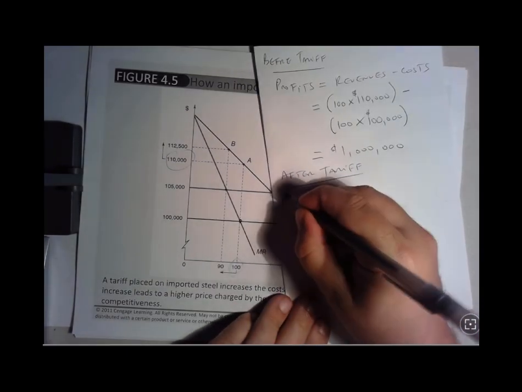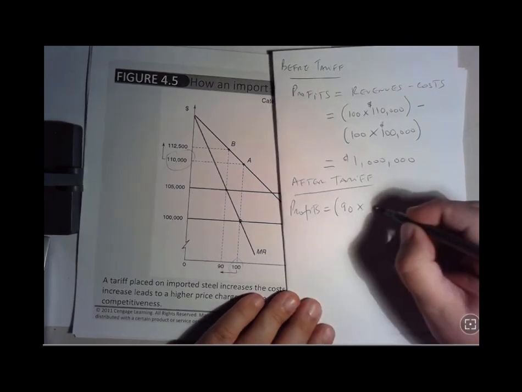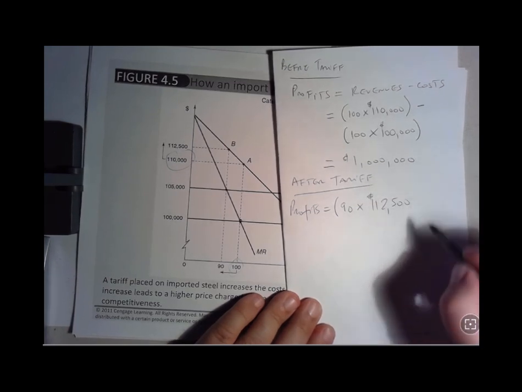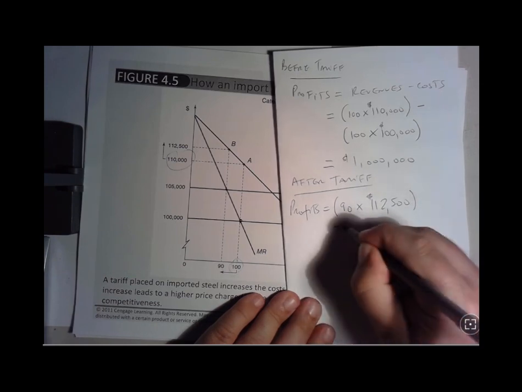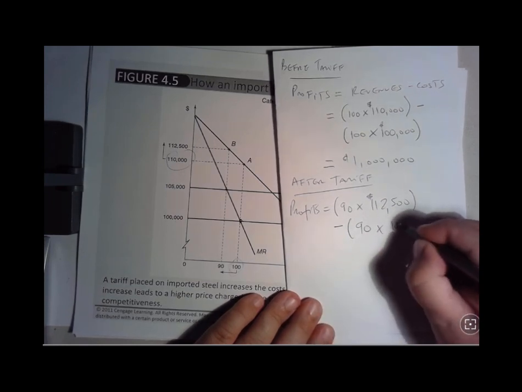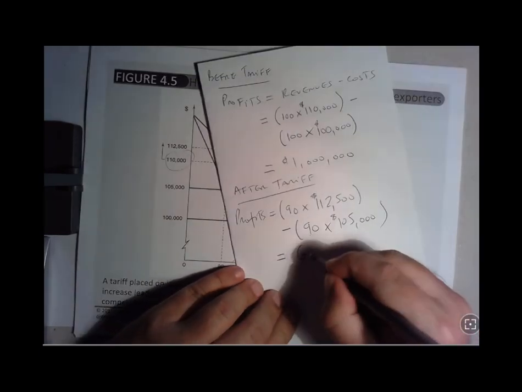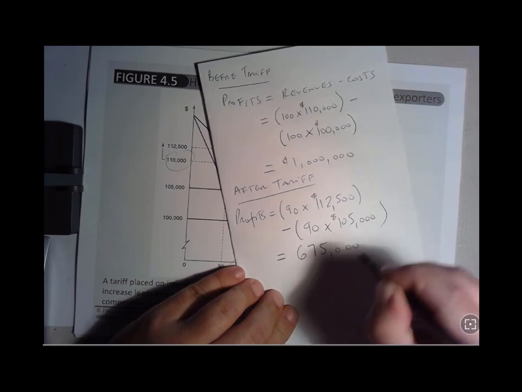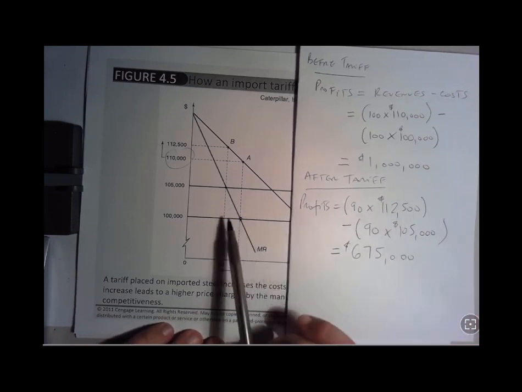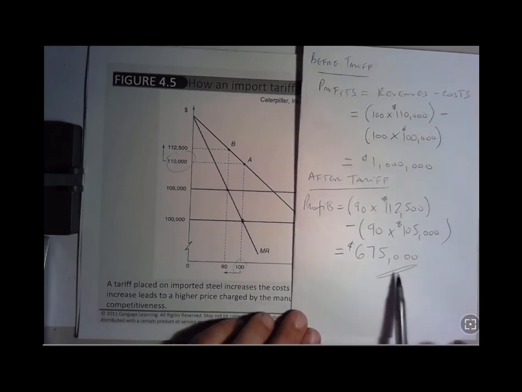So, profits. Well, the quantity produced is 90 now. Each one is sold at $112,500. And then the costs for those very same 90 units produced is $105,000 each. So the profits now amount to $675,000. So after tariff, because it imposed an increase in production costs, the profits of these companies shrink.